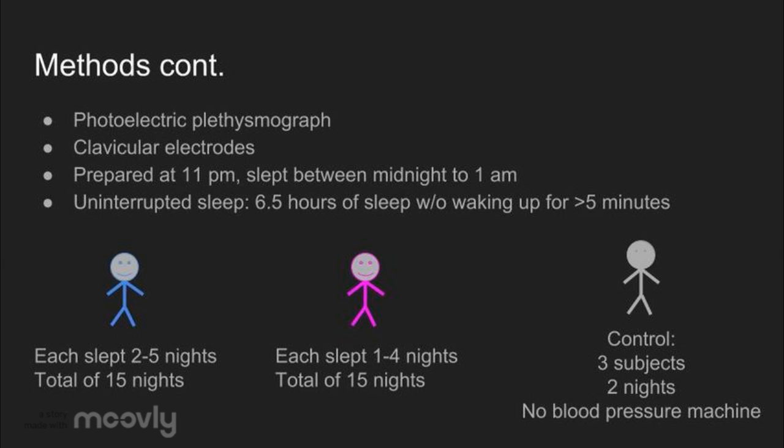The 5 male subjects each slept for 2 to 5 nights, totaling to 15 nights. The females each slept 1 to 4 nights, totaling to 15 nights as well. To create a control, 3 subjects slept for another 2 nights without the blood pressure machine hooked up to them.